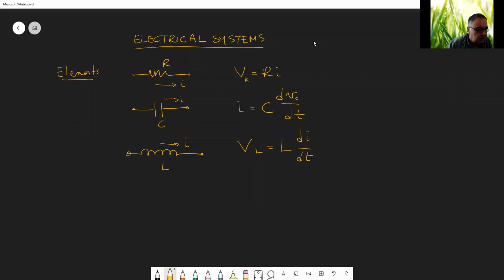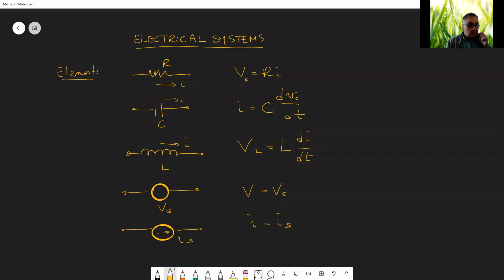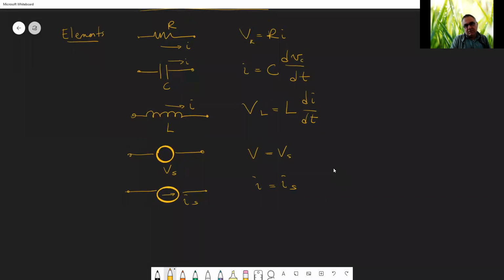And you also have electrical sources, as you know. There is the voltage source, ES. It can be a DC or AC source, in which the voltage characteristic is equal to Vs. And you might have a current source as well. This is shown by this. Here, the current that goes through it is equal to the source current. These are the basic elements of electrical systems.